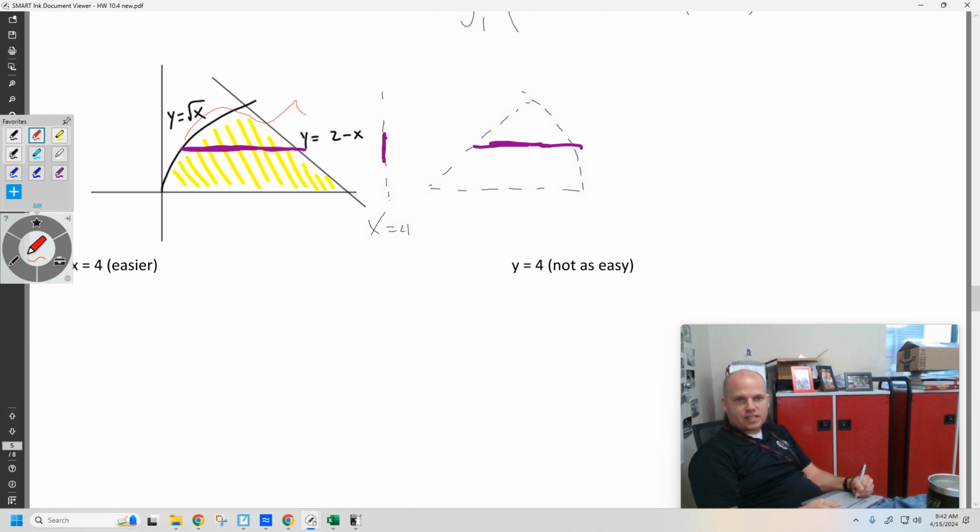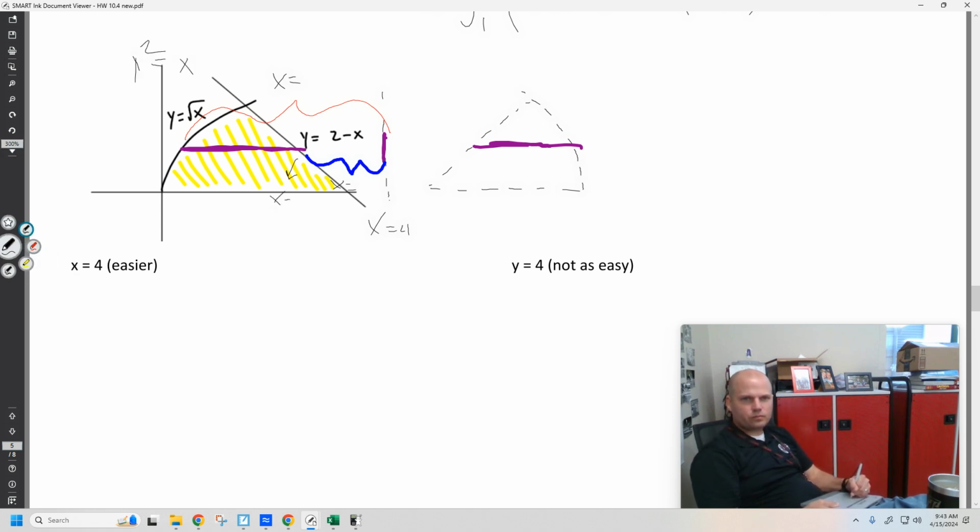We can see this outer radius. We can see this inner radius. However, the outer radius is an x equals distance. The inner radius is an x equals distance. I need this x equals y squared. I need this x equals 2 minus y. Also need to figure out when they intersect. Probably could have told you, and I probably will tell you, that's going to be at y equals 1.